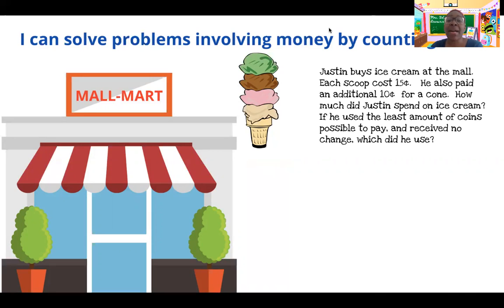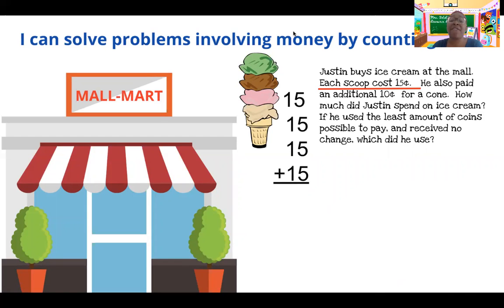Well, let's start by looking at our ice cream. What's the first thing that we need to examine? That's right. We need to examine the number of scoops Justin bought and understand the fact that each scoop costs 15 cents. So what are we going to do with that information? Did you say repeated addition? If you did, you're absolutely correct. So how many times are we going to add the number 15? Did you say 4? You're absolutely correct because he got 4 scoops of ice cream.